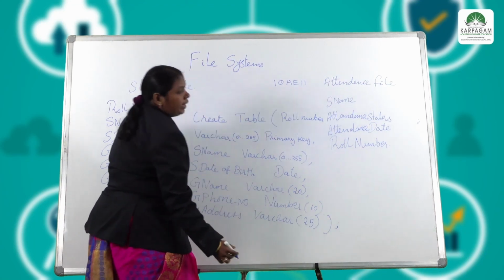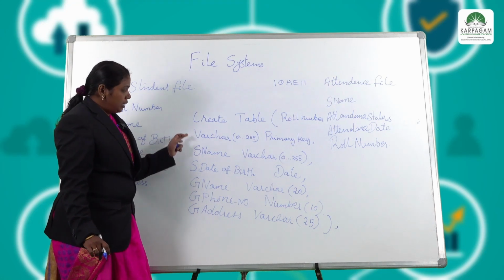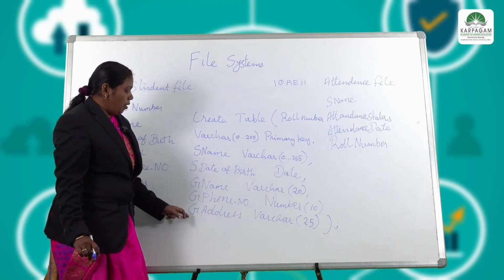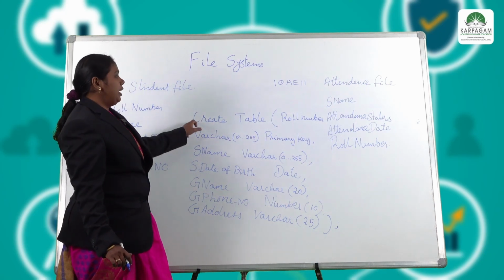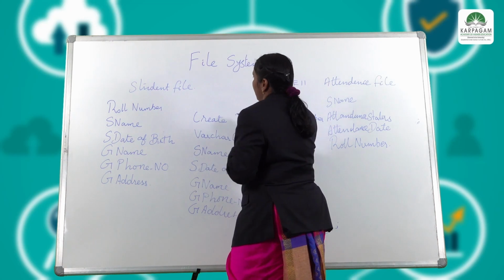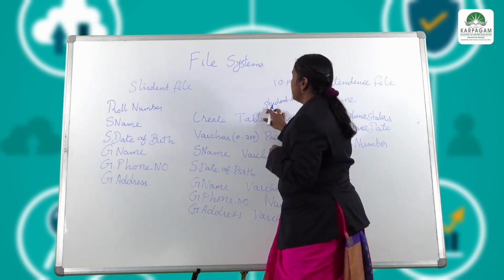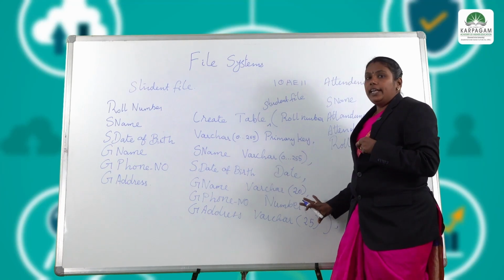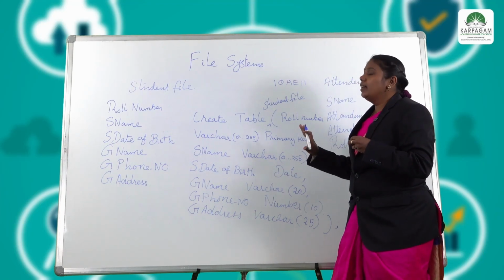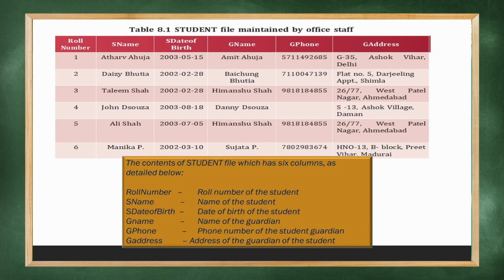Finally, we close the query and close it with a semicolon also. So this is the SQL query structure. Using this format of SQL query structure, create table, then the table name. Afterwards we insert the table name. Inside the table we can use student file. This is the table name. So this is a query of creating a new table. In the backend it will create a column-wise format, that is roll number, student name, student date of birth, guardian name, guardian phone number and guardian address.